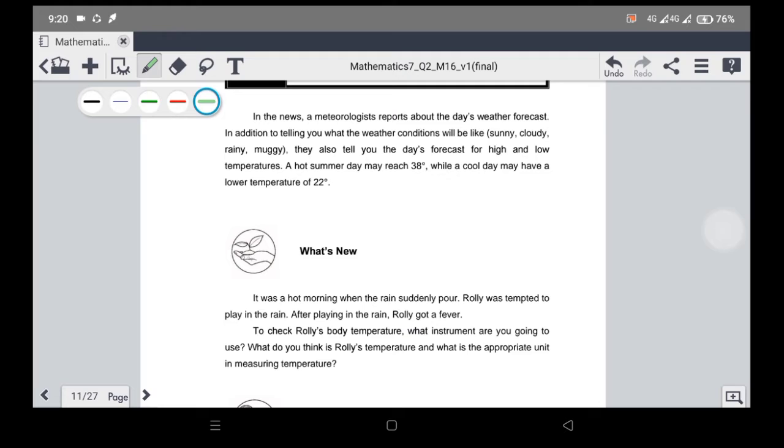In the news, a meteorologist reports about the day's weather forecast. In addition to telling you what the weather conditions will likely be, sunny, cloudy, rainy, muggy, they also tell you the day's forecast for high and low temperatures. A hot summer day may reach 38 degrees, while a cool day may have a lower temperature at 22 degrees.